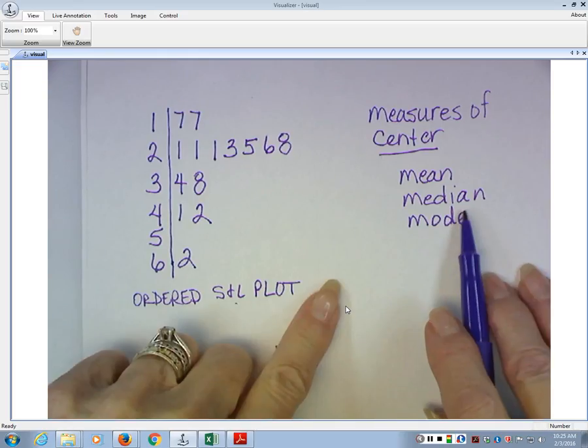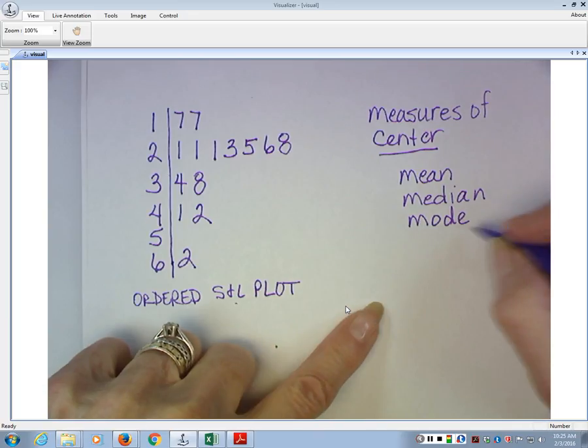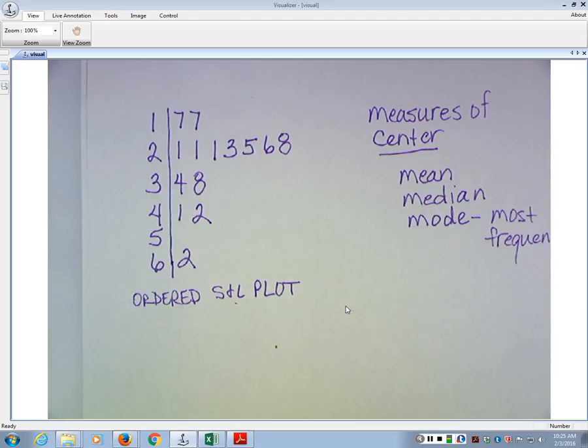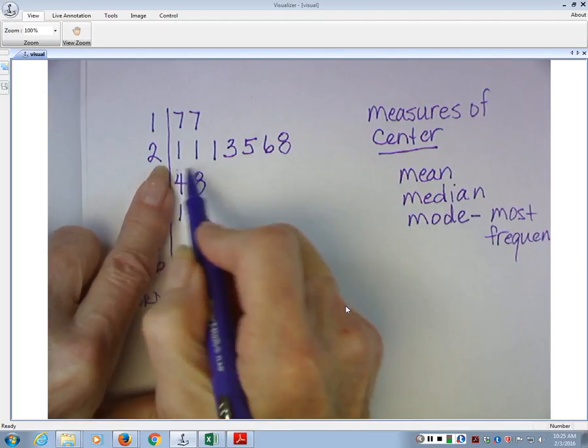This one especially is easy to find, as is that one. The mode is the one that shows up the most often. It's the one that has the highest count. And it's quick to see, if I've got these in order here, that the mode is 21.